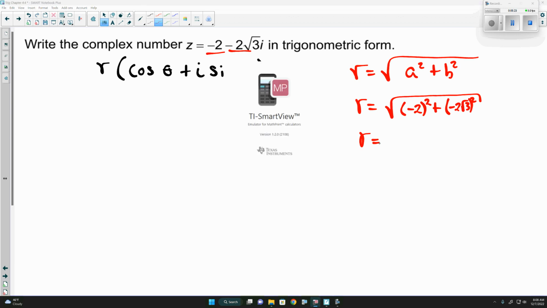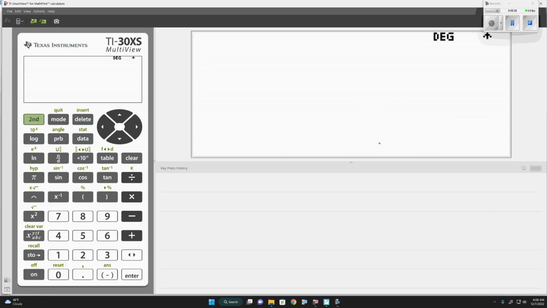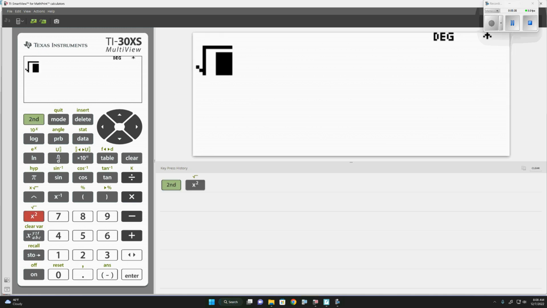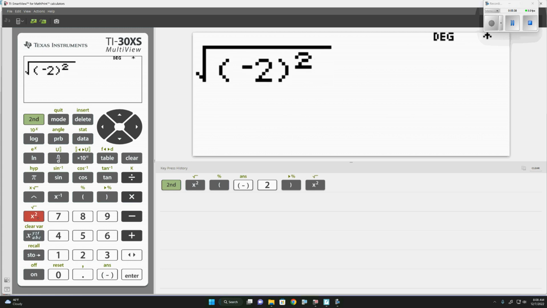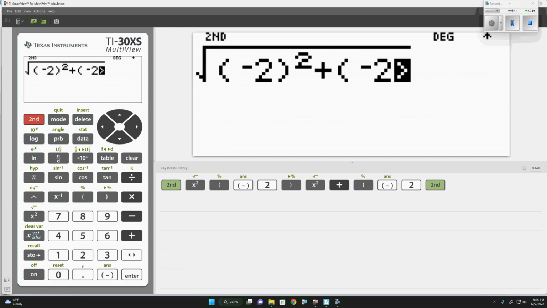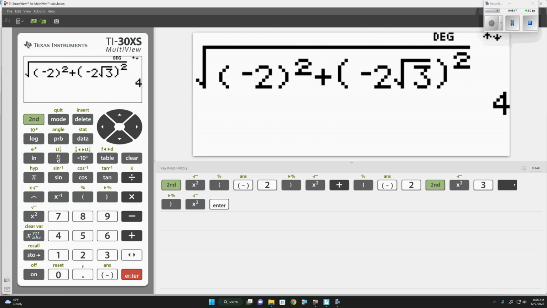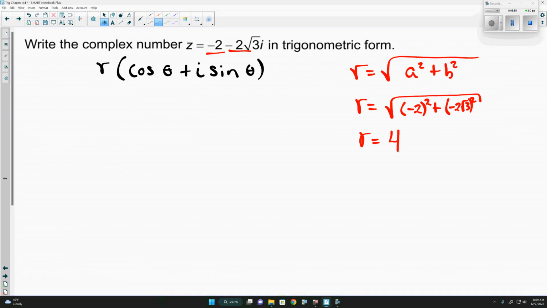And between the two calculators, I would pick the 30X over the graphing calculator because it will leave it in radical form, unlike the graphing calculator, which is going to put it in decimal form. So we have negative 2 squared plus negative 2 square root of 3 squared. That gives us 4. So the value of r in this case is 4. Okay. So we can come over here and replace r with 4.